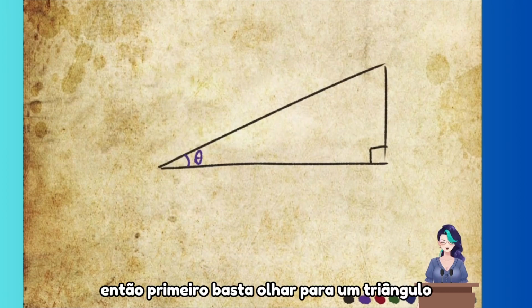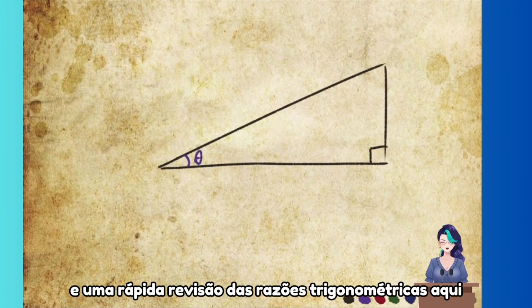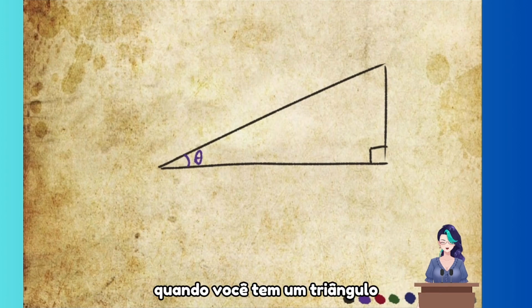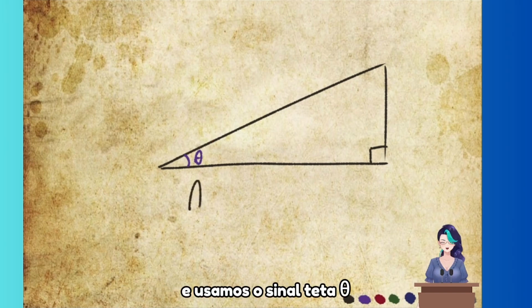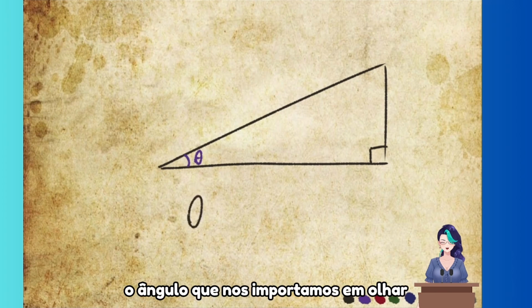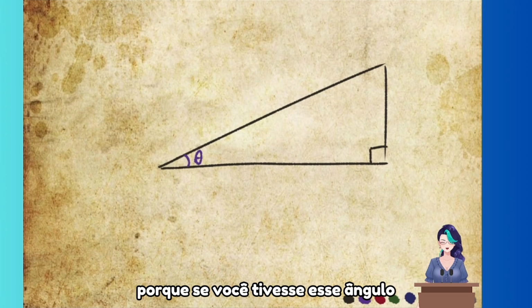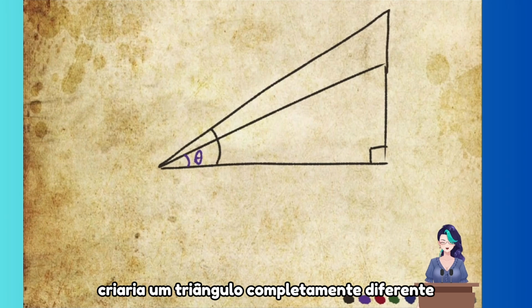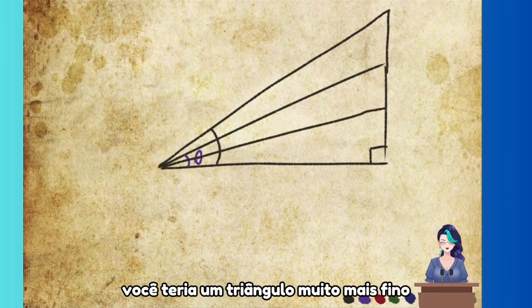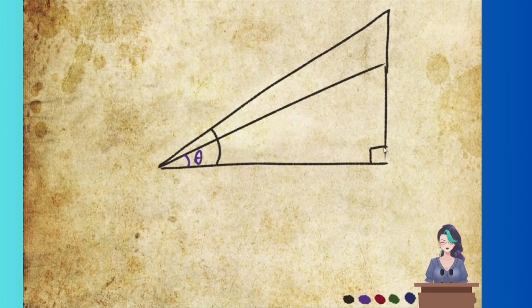So first, just looking at a triangle and a quick review of the trigonometric ratios here. When you have a triangle, obviously a triangle has angles, and we use theta to represent the angle we care about looking at. Because if you had this angle opened to a different amount, it would create a completely different triangle. Or if it was opened smaller, you would have a much skinnier triangle.